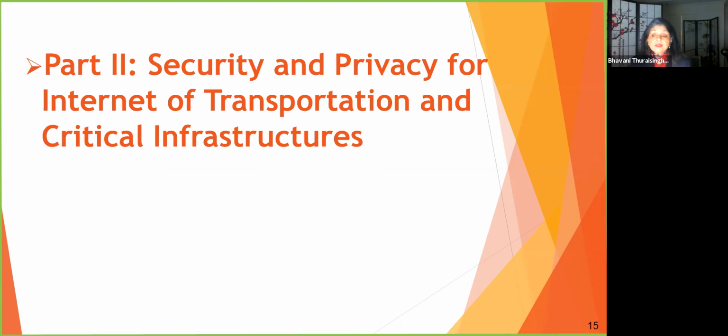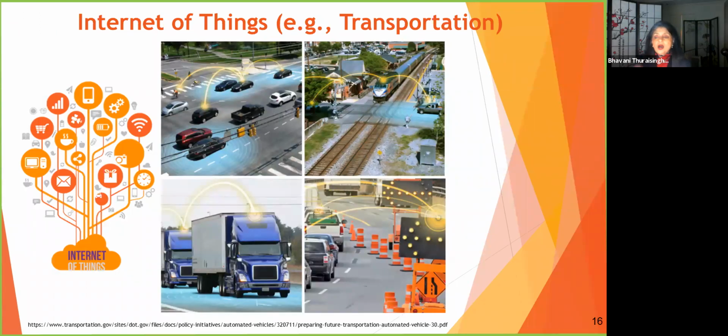Okay, so security and privacy for the Internet of Transportation and critical infrastructures. So we know Internet of Things: cell phone connected to the television, connected to the refrigerator, connected to the lights, connected to almost everything, right? That's Internet of Things. That's Internet of Medical Things, your medical devices and hospitals, everything is connected. Internet of Transportation is that all the vehicles are connected, to the trains, to the trucks, and to the roadworks, and that's ground vehicles.